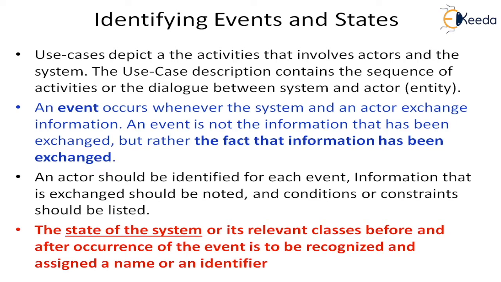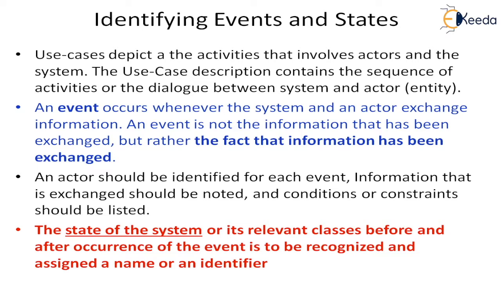The first and foremost thing is to identify events and states. When we read the use case, it depicts the activities that involve actors and the system. The use case description contains the sequence of activities or the dialogues between the system and the actor. If you go to the use case, there is an actor involved in a particular use case, associated with it. When you go to the use case description, we will get the sequence of activities, a kind of dialogue going on between the actor and the system for performing the particular use case operation.